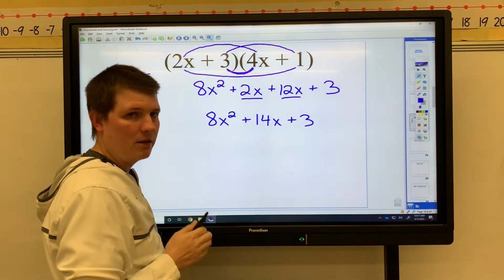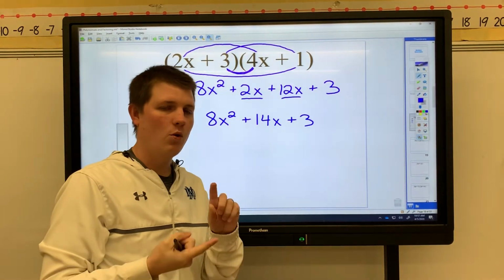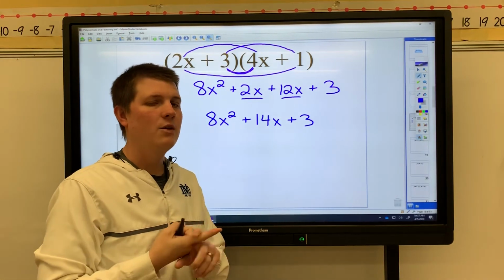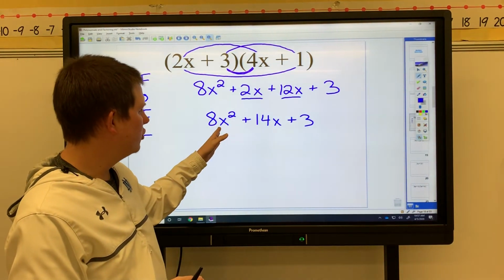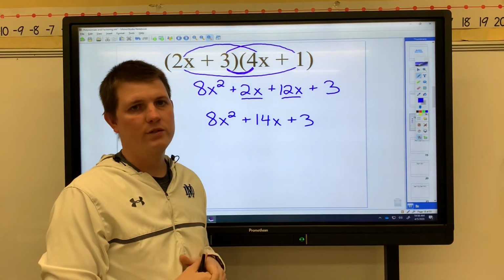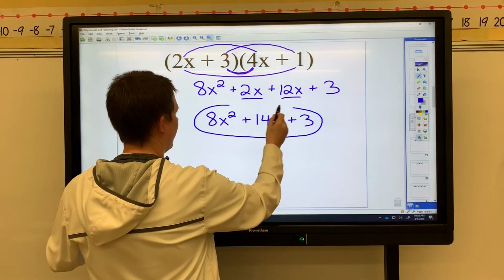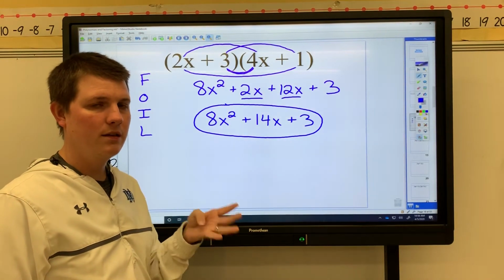Remember, as we talked about in the last lesson, in order for you to know it's your answer, it must be in order by degree from greatest to smallest, left to right, and we cannot have any like terms. I have no more like terms, and this is degree of 2, degree of 1, degree of 0. So it is in order by degree. That is the FOIL method. First, outside, inside, last.